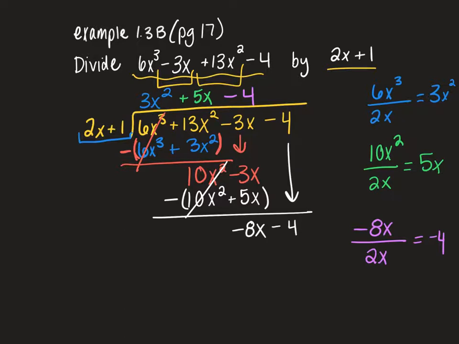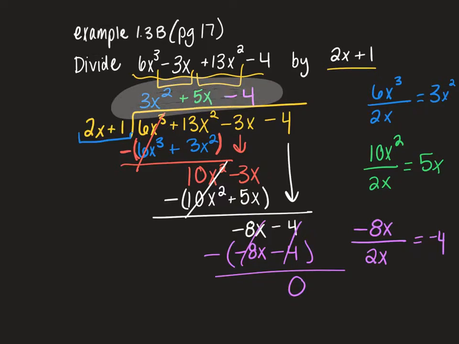Now we're going to take negative 4 and multiply it by 2x plus 1. So negative 4 times 2x is negative 8x. Negative 4 times 1 is negative 4. And then when we subtract, those all cancel and we get 0. So we have no remainder. So our final answer is this. Right, so it's our 3x squared plus 5x minus 4.